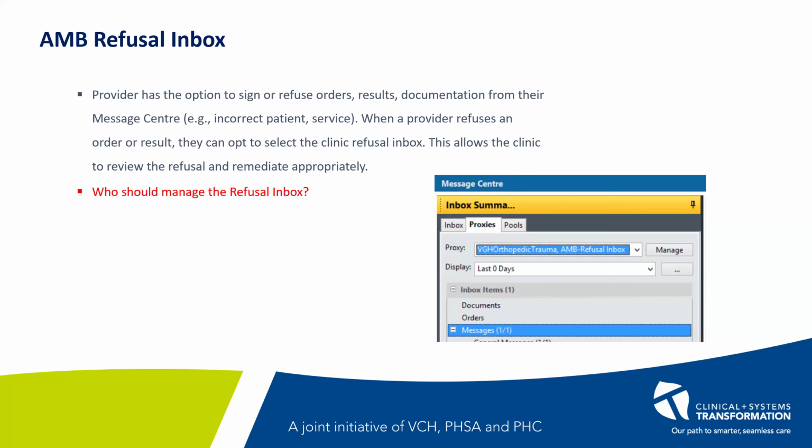So how does that work? Because when I go in my message center and I refuse something, I have to redirect it for somebody to review or to sign. Is there a default that's going to come in that little window that's going to be the clinic clerk? It won't default to this clinic. It's only if somebody searches VGH orthopedic trauma and chooses that as the forward at their point of refusal that it will come to this inbox, which is why we're not likely to see many.